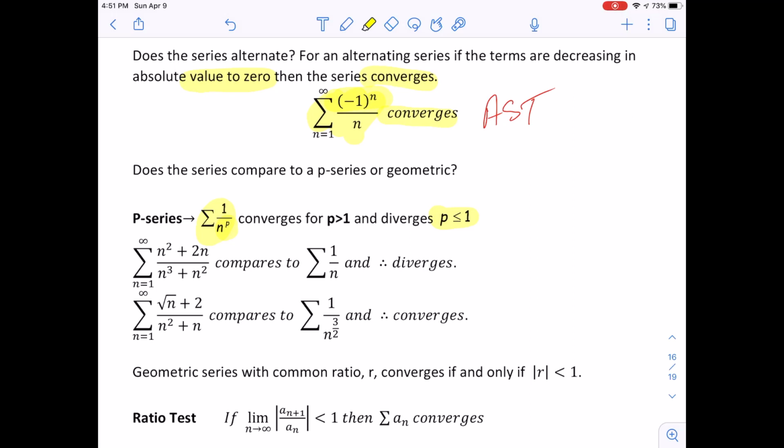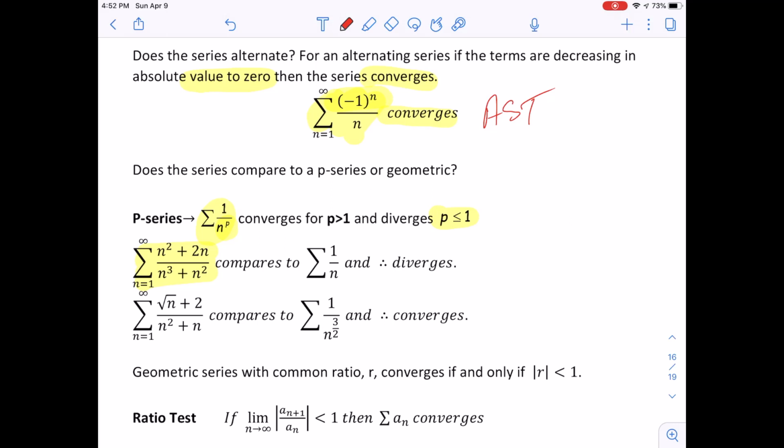Right? And so typically what we're going to do is try to compare a series. So you might look at something like this, and there's no p, it's not really a p-series, but what we can do is take the highest degree terms and compare those, right? And so we compare the n squared over n cubed and say it compares to 1 over n.